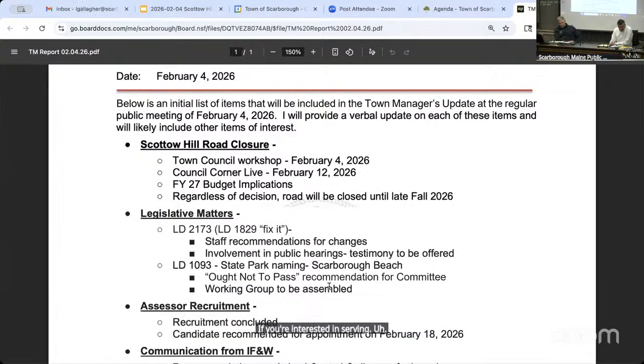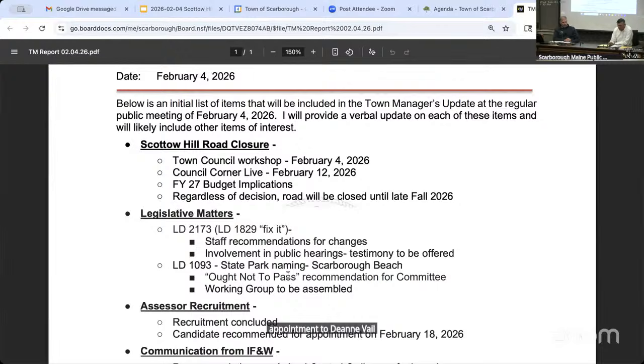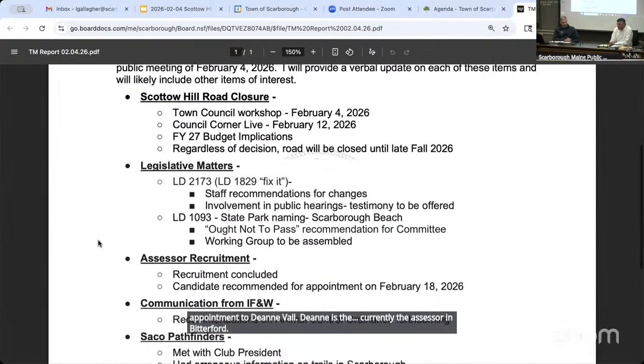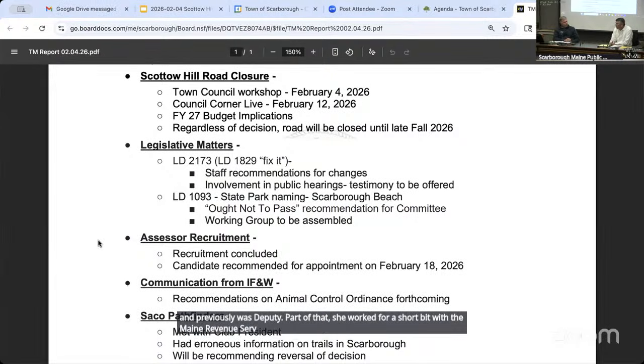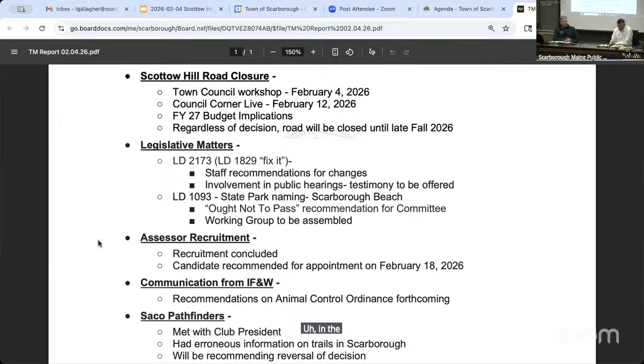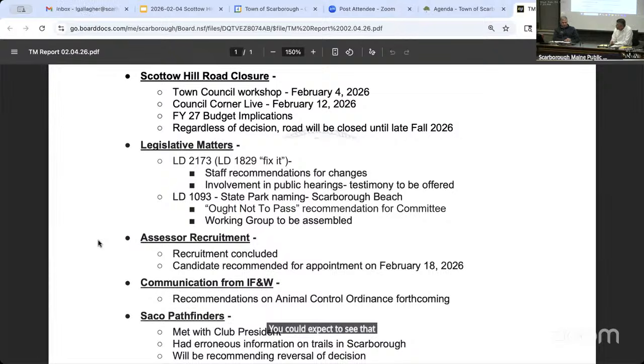With respect to the assessor recruitment, I'm very pleased to say we've concluded that. Chair Fellows was able to participate in the second round interviews. I'm very pleased to announce that we have extended an offer subject to council appointment to Deanne Vale. Deanne is currently the assessor in Biddeford, and previously was deputy. Prior to that, she worked for a short bit with the Maine Revenue Service and the town of Bar Harbor in the assessing field. Extremely pleased with her background, and I think you'll be duly impressed. So you could expect to see that recommendation for appointment at your February 18th meeting. At this point, we're scheduled to have her start March 9th.